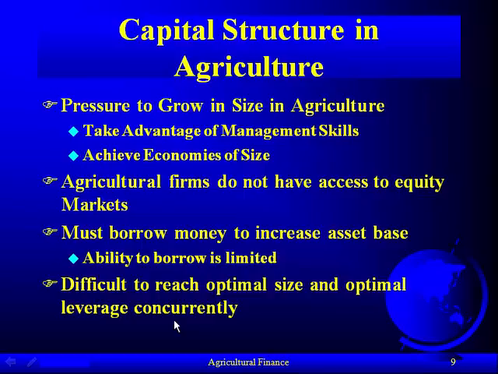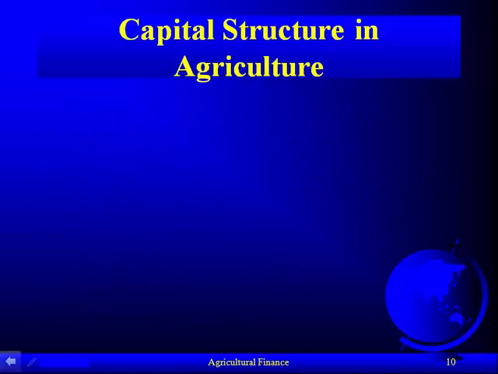So you've got two things going on here. You want to borrow money to increase your size, but if you borrow too much money, intuitively you understand that if you've borrowed a lot of money, you've got to pay it back. And at some point there's just too much. So you want to balance that to have the optimal size and the optimal capital structure.